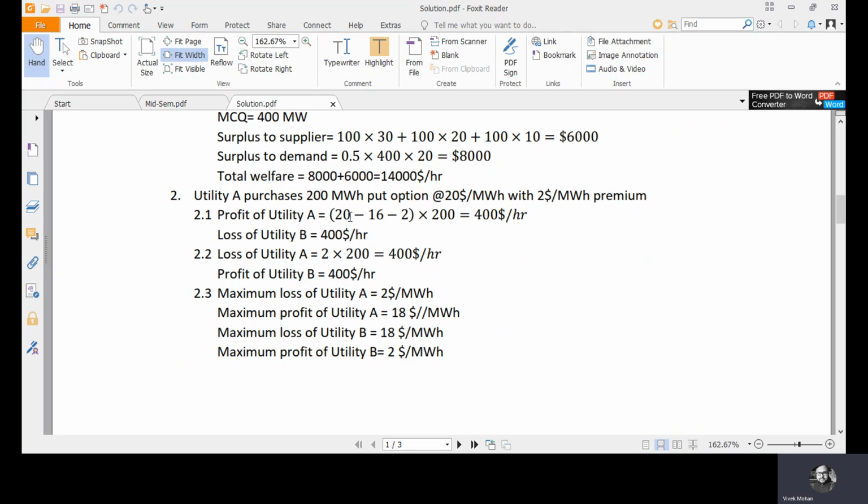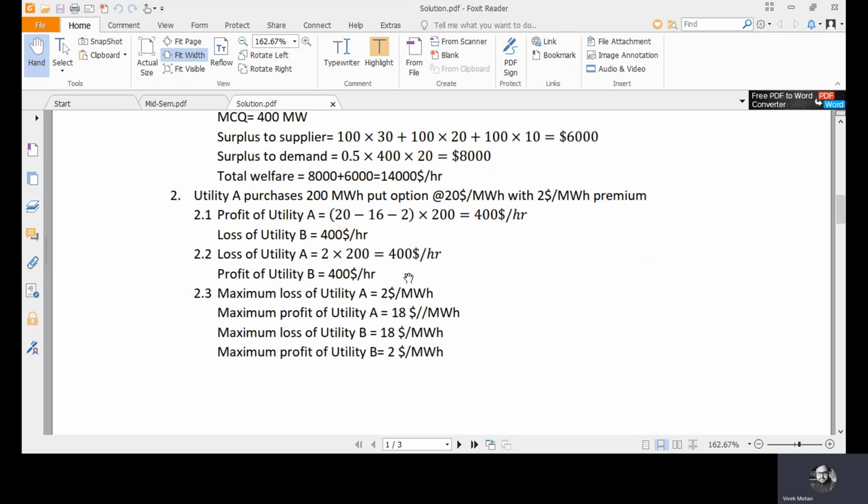relative profit compared to the spot price and the strike price. So 20 minus 16 and an expense in premium is minus 2 into 200. So 20 into 200 minus 16 into 200 minus 2 into 200. So the profit of utility A is 400, and this 400 is given by utility B. So the corresponding loss for utility B is 400 itself. So this is the loss of utility B, $400 per hour.